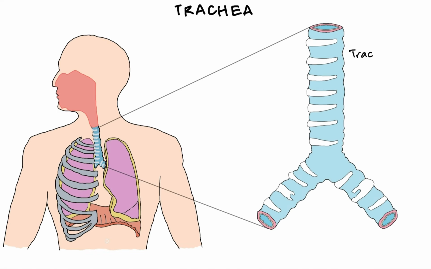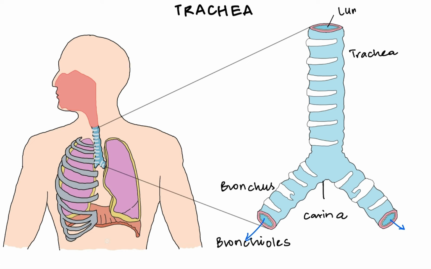Let's quickly talk about the trachea. This is your trachea, and then the trachea bifurcates into two bronchi. Bronchi is plural, bronchus is singular. The region where they separate or bifurcate is known as the carina. Each bronchus goes into a lung, which further divides into many bronchioles. It's very much like saying artery breaks into arterioles, so the wordplay is still similar.